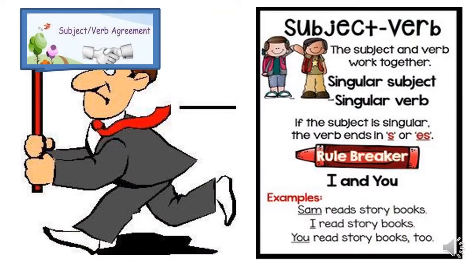Just having a quick recap, I told you the subject and verb work together in the subject verb concord or agreement. So singular subject has singular verb and plural subject has plural verbs. If the subject is singular, the verb ends in s or es. The rule breaker will be I and you, the pronouns I and you, which we'll be looking into in this video. Examples: Sam reads storybooks, I read storybooks, you read storybooks too.